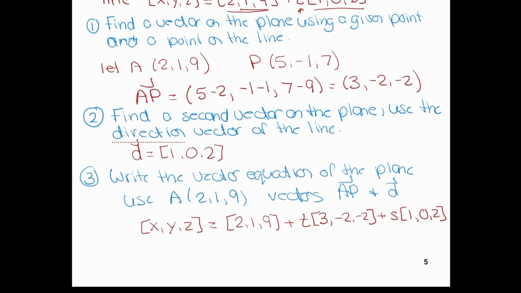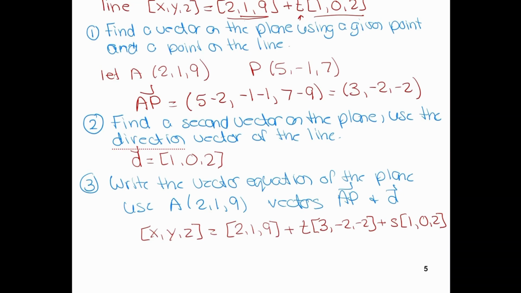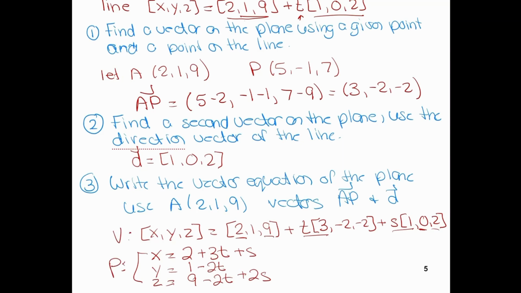Once we have our vector equation, it's pretty simple to go ahead and create the parametric equation, because remember, we're just breaking down the x, y, and z. So x is equal to 2 plus 3t plus s. y will be equal to 1 minus 2t, and this is s times 0, so nothing there. And z will be equal to 9 minus 2t plus 2s. So there's our parametric equation. There's our vector equation.